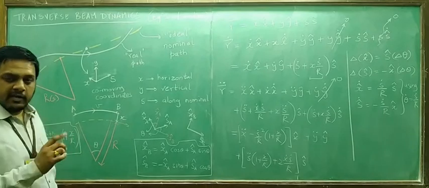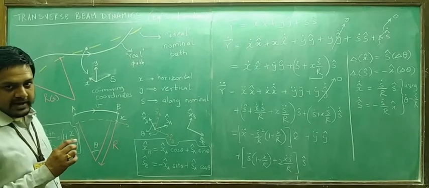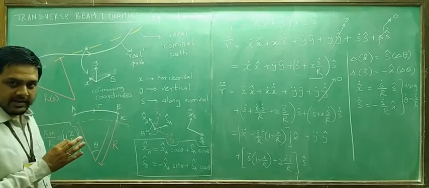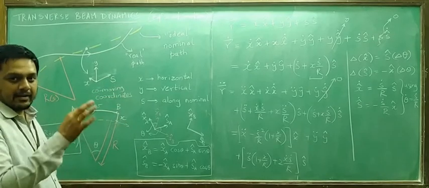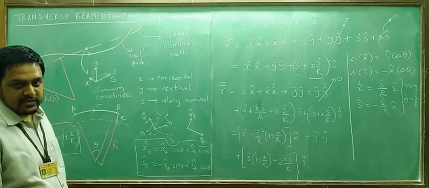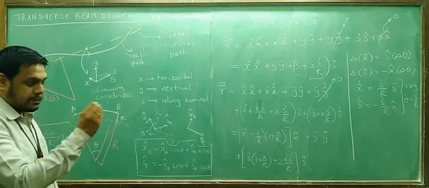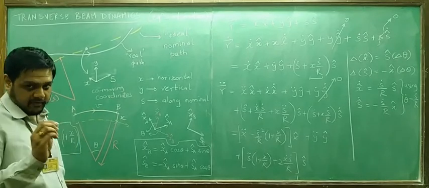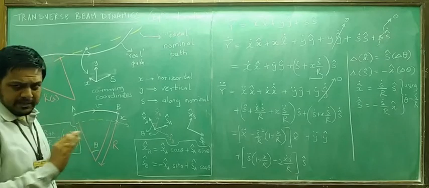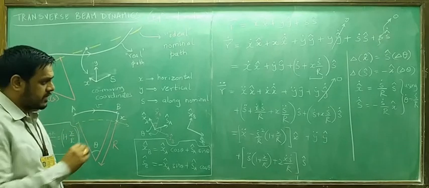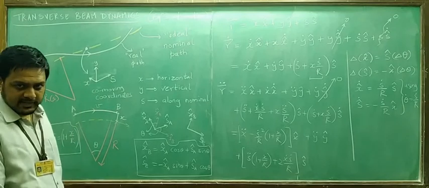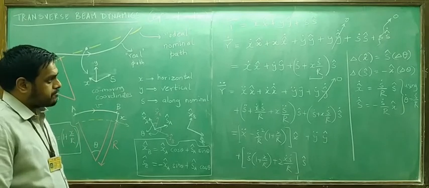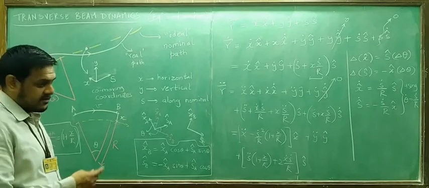Small warning: in Willis' book, the kind of coordinates he defines are slightly different. He takes y as the nominal and says x and z are the transverse coordinates. So some of the signs, plus or minus, might differ from Willis' book, so please be a little careful about that. But otherwise, this is exactly as it is in Willis' book. You can review this and then we will continue.